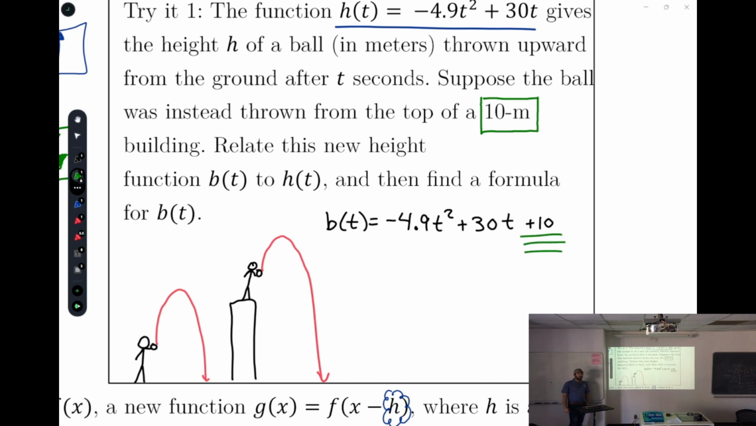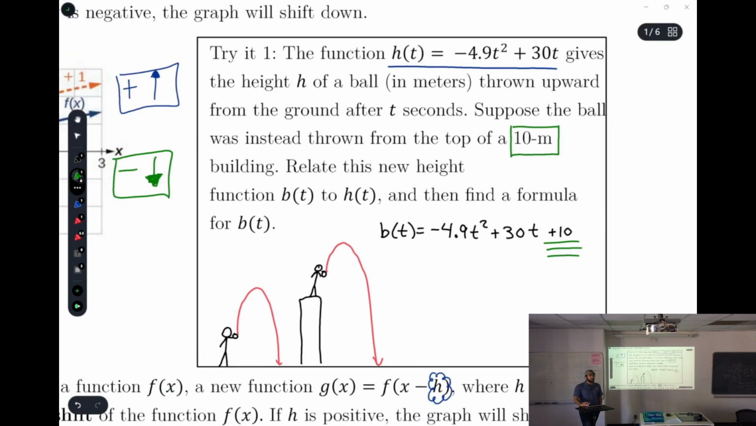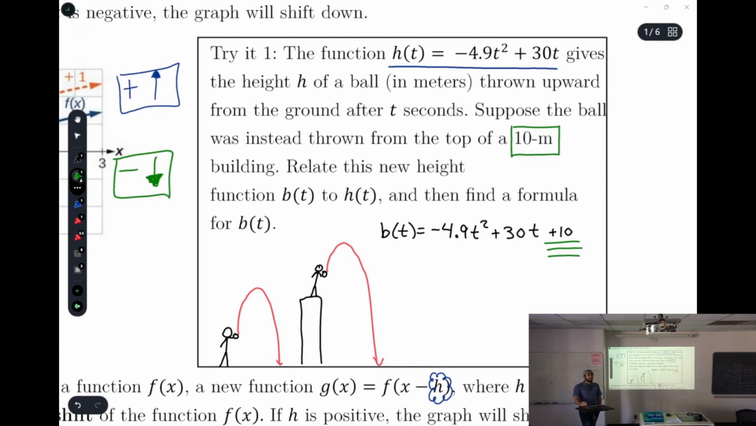Time. T is the most common independent variable in the world. Why? Time is a pretty common plug and chug. All right. So we just plus 10. We're allowed to do that. If the problem would have said he climbed to the bottom of a pit and threw it, you know what you would have done? Boom. There you go. That's it.